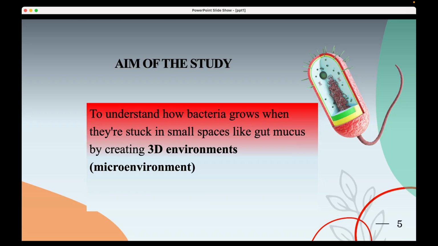So, what were the researchers trying to find out? Essentially, they wanted to explore how bacteria grow when confined in tight 3D spaces like the mucous layer of the gut. To mimic this environment, they created 3D microenvironments that can simulate the physical confinement.